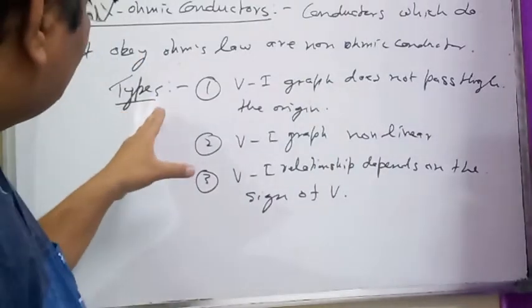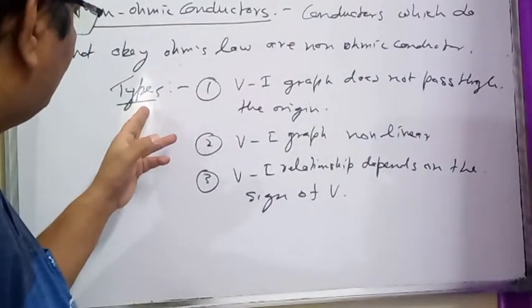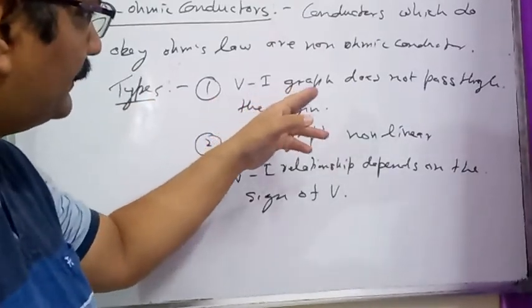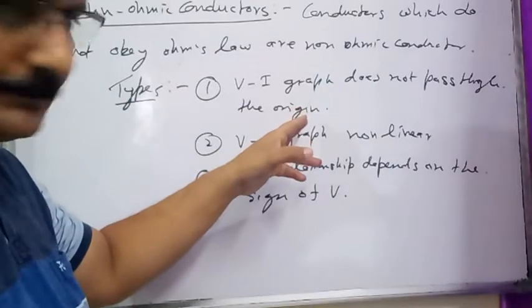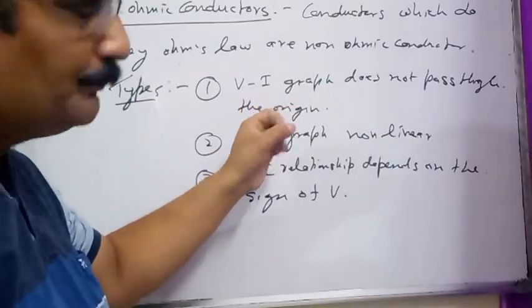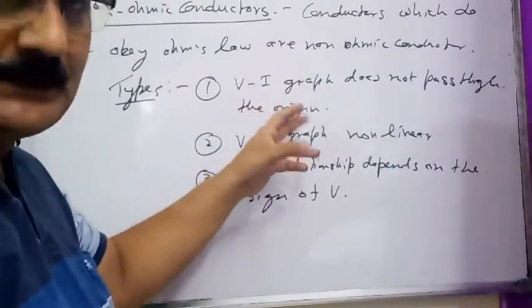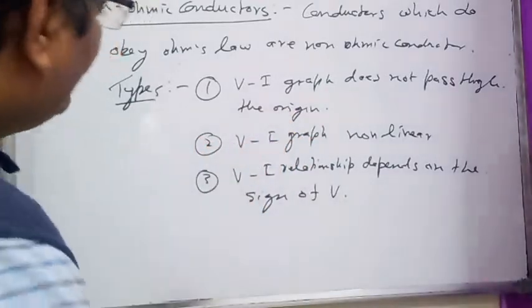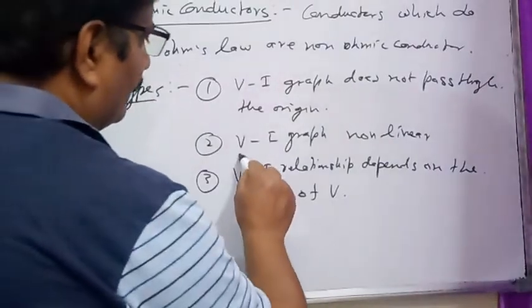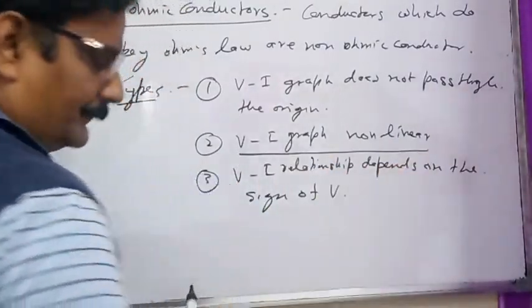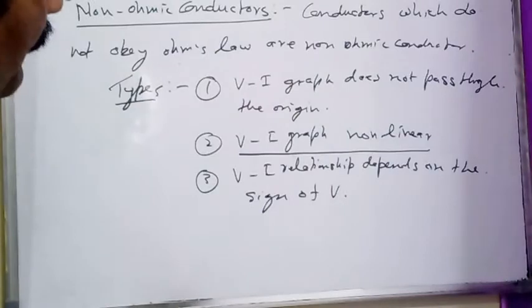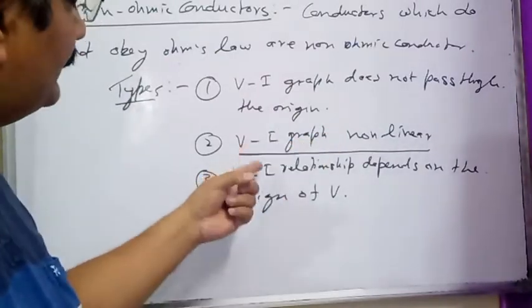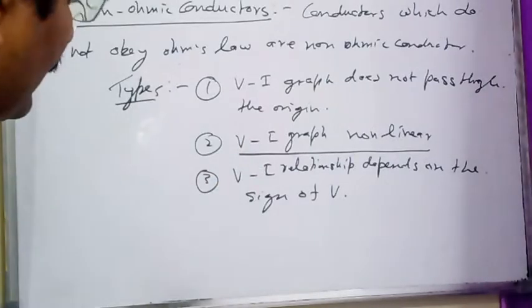Non-ohmic conductors have different categories or types. First, if VI graph of the conductor does not pass through the origin, means VI graph may be a straight line but it's not passing through the origin of the coordinate system. Second, if VI graph is non-linear, passing through the origin but the graph is not a straight line. This is another category of the non-ohmic circuits.